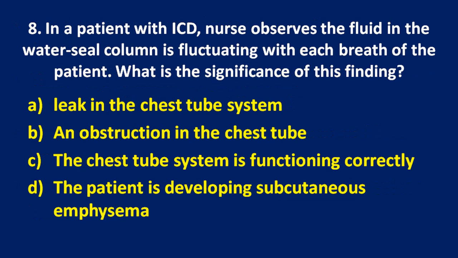Eighth question. In a patient with ICD, a nurse observes the fluid in the water seal column is fluctuating with each breath of the patient. What is the significance of this finding? Option A. Leak in the chest tube system. Option B. An obstruction in the chest tube. Option C. The chest tube system is functioning correctly. Option D. The patient is developing subcutaneous emphysema. Correct answer is option C. The chest tube system is functioning correctly.